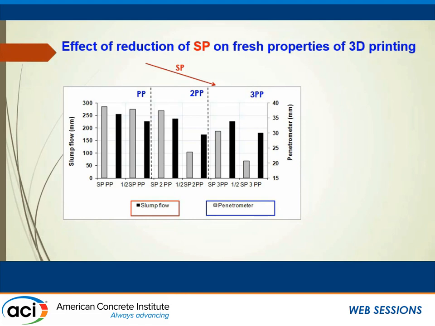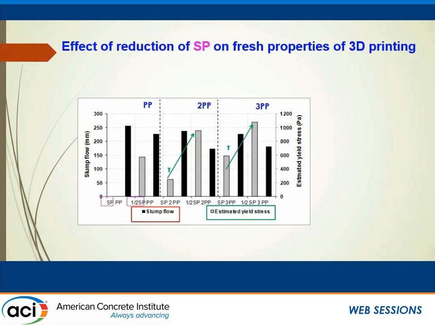Here you can see the effect with different mixes, similar with 1%, 1.8 kilograms of fiber, doubled and tripled three times. This shows how it affects the yield stress. As I said, the yield stress value is measured with the cylinder slump, and we calculate the yield stress. We can see that if the slump flow goes down, the yield stress goes up.